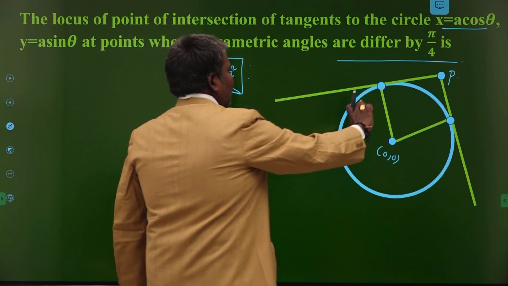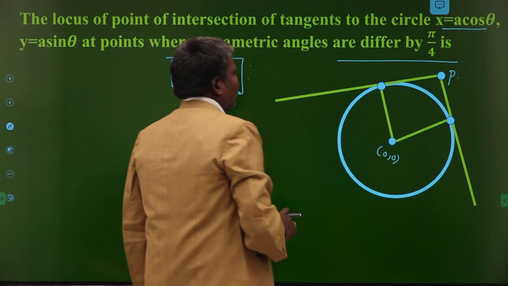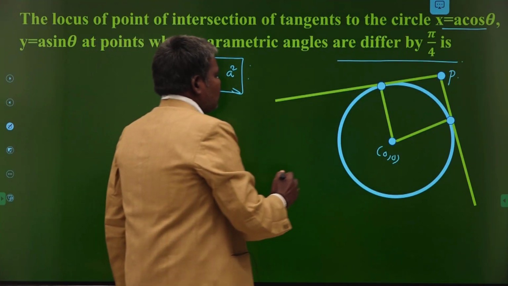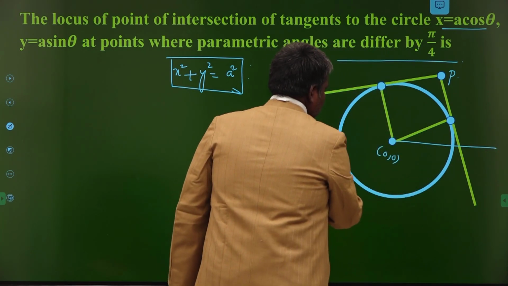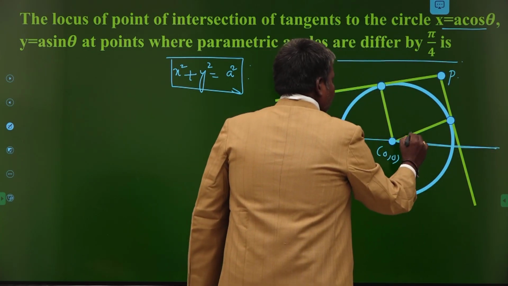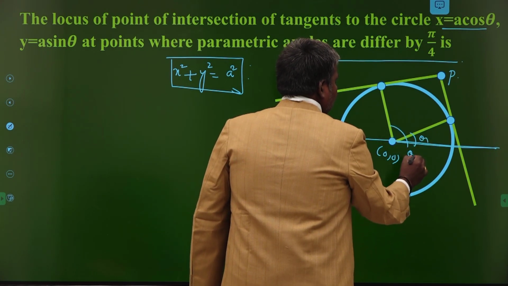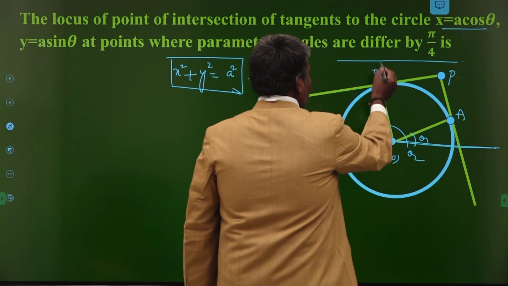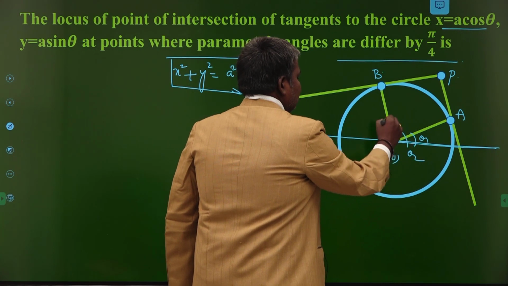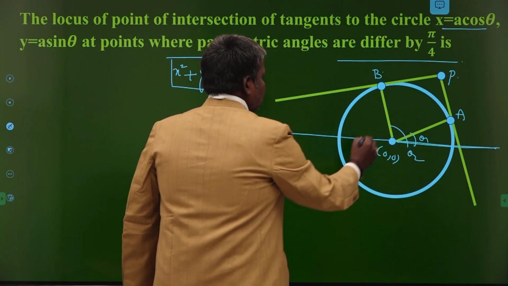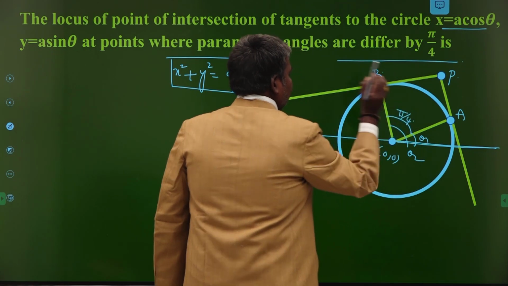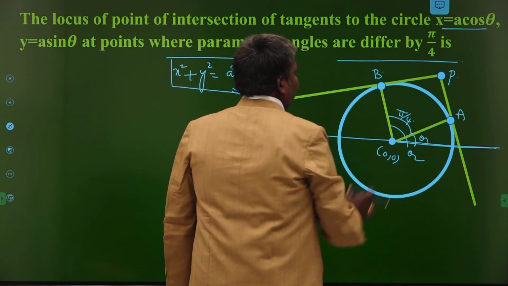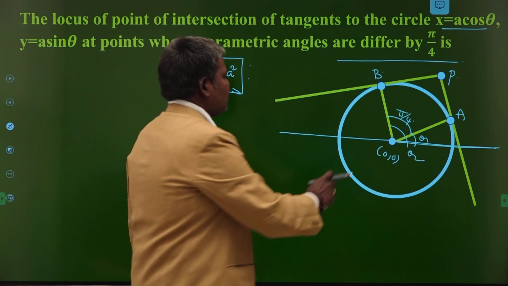The difference of the parametric angles is what now? That is pi by 4, given to you. This is your x-axis. If it is theta 1 and if it is theta 2, these are the 2 parametric angles of the corresponding points A, comma B. Now, this is theta 1 minus theta 2 or theta 2 minus theta 1. That is the difference. This angle is pi by 4. The angle between the parametric angles is nothing but pi by 4. The difference of the parametric angles is pi by 4.